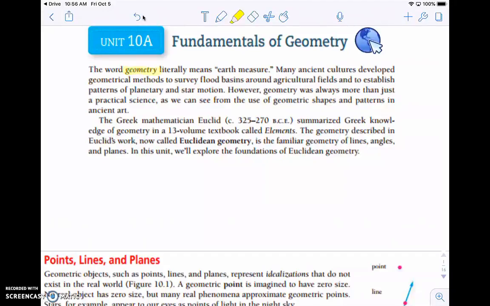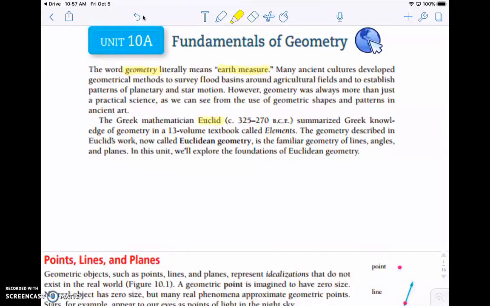Okay, so the beginning is just something interesting. The word geometry literally means earth measure, and you can read a little bit about the ancient cultures, but geometry was always more than just a practical science, because it's something that was tangible, it was hands-on, we could see, we could measure, and it's been something fundamental for a very long time in our history.